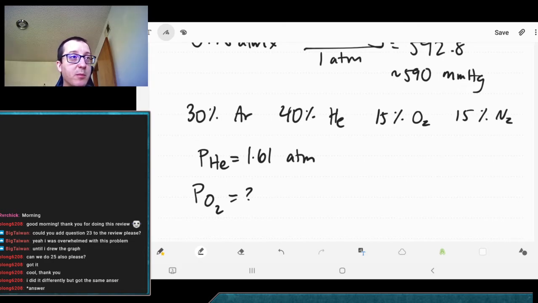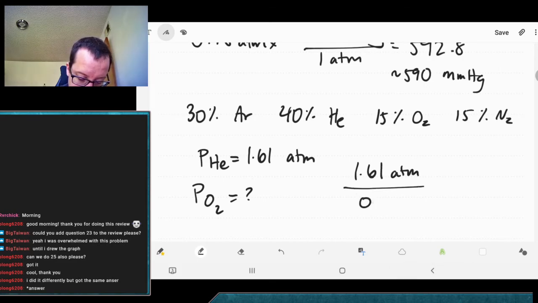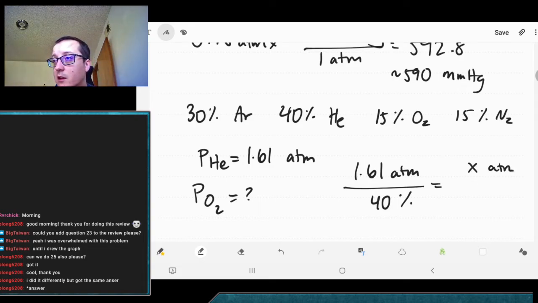One way might be to do a proportion, because you know that the pressure of a gas is proportional to its mole fraction. However many moles of the gas are in there will contribute a certain pressure. So what you could do is, this is helium, 40% equals X atmospheres. In atmospheres, yeah. We could do it this way, cross multiply, get your answer.